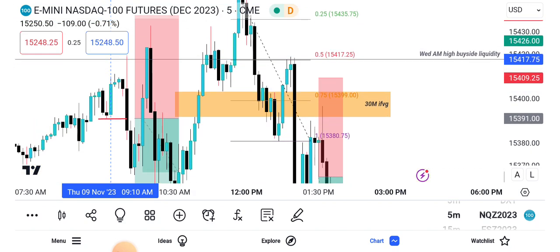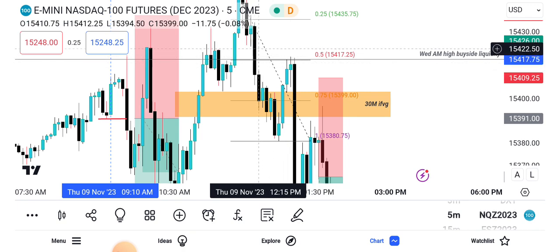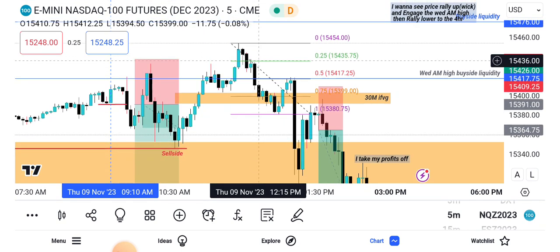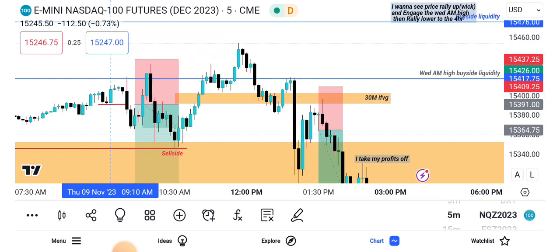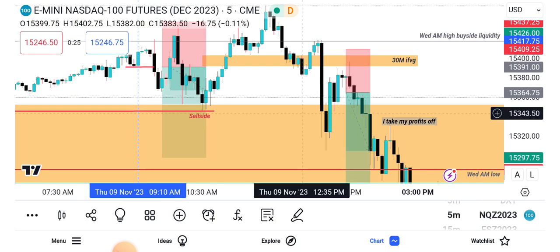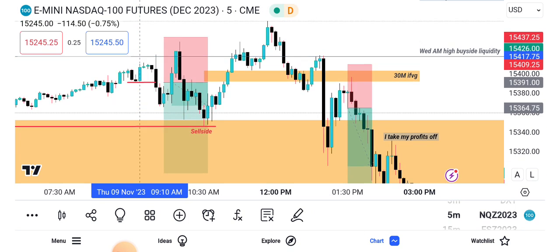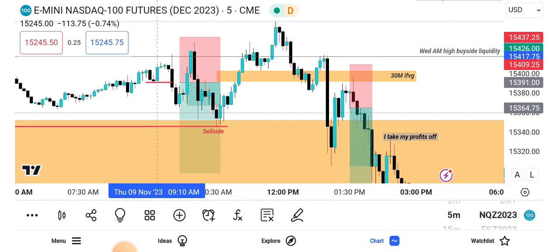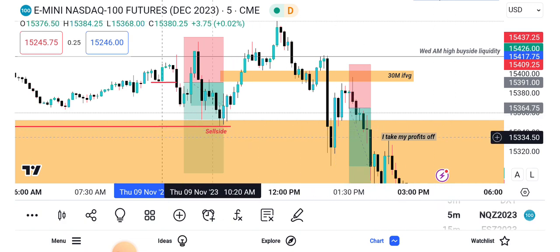So the price tapped into this 50 level around here in this fair value gap, then sharply rallied lower. I guess this was around 2, because we had news at 2. No, that was at 1. Then price rallied lower to nearly our TP for our lost trade here.